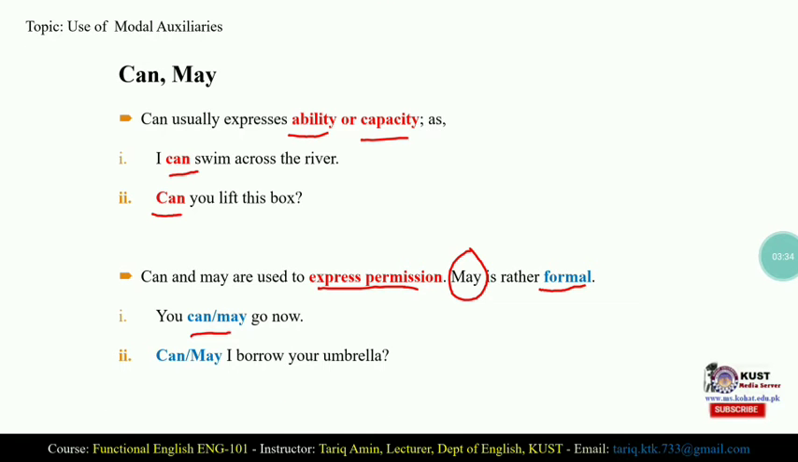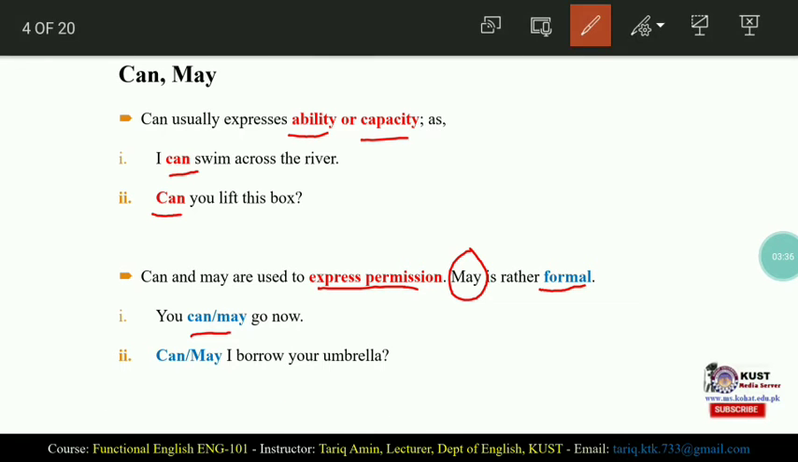Can I borrow your umbrella? May I borrow your umbrella? Both are used to express permission, but the use of may looks more formal. We should say, may I borrow your umbrella?